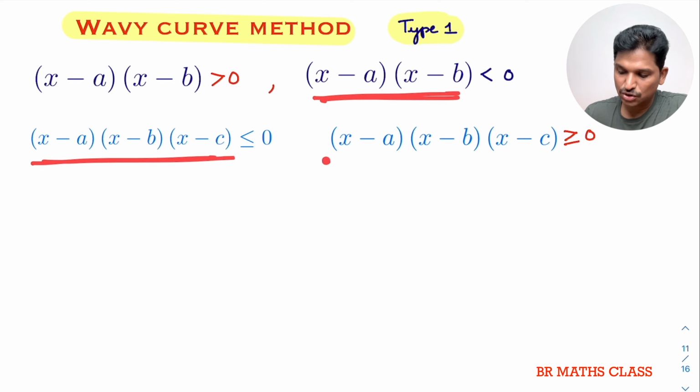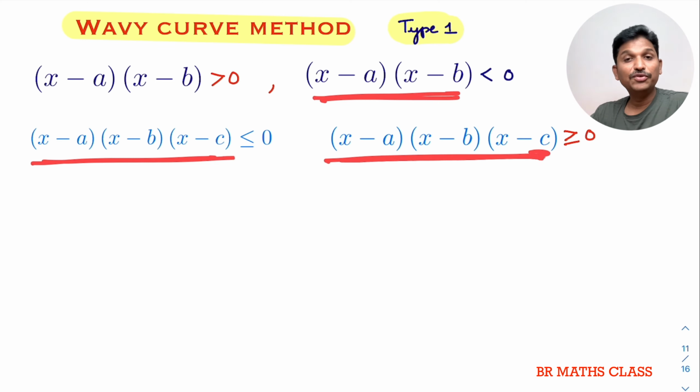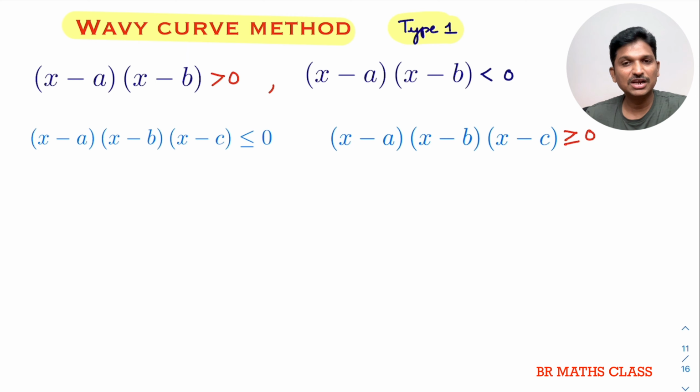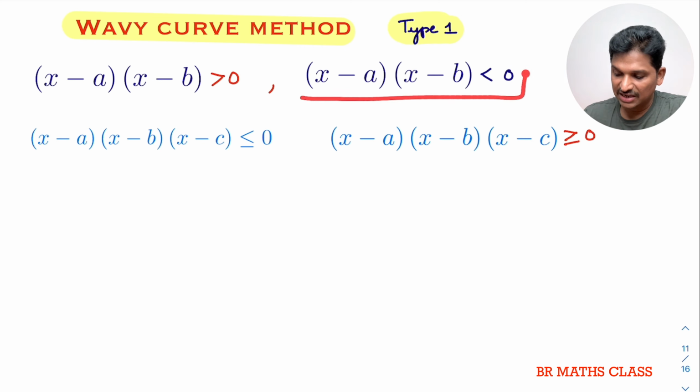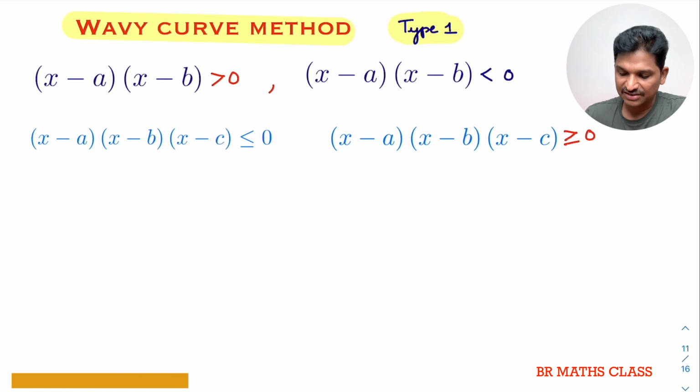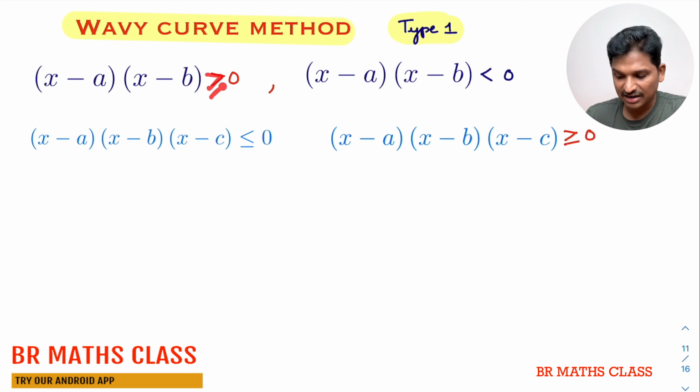In case the x coefficient is not 1, we'll make it 1. That also will come one by one. Problems will come one after another, right? If the problem is like this, we need to solve this inequality. That means, what are the x values satisfying this inequality? How to solve this? By the wavy curve method, that we are going to learn. Here greater than is there, and not only greater than, greater than or equal to is also okay. We'll discuss all those things.